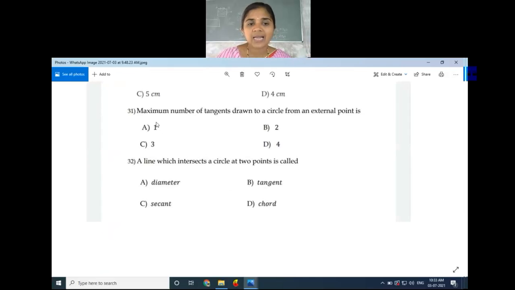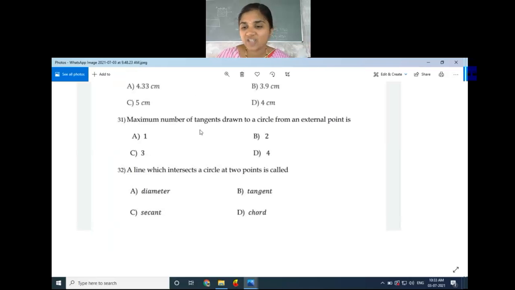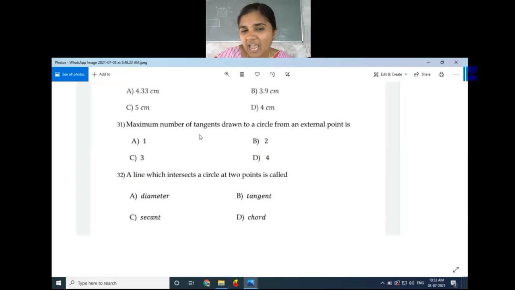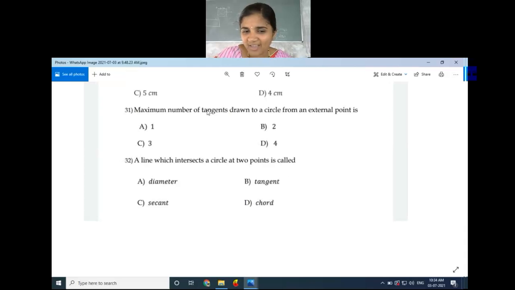Question number 31, maximum number of tangents drawn to a circle from an external point is. I'm not asking this question to anyone because I'm having Akshay here. Akshay is giving the answer that 2. Yes, from the external point, we can draw exactly 2 tangents to the circle. So option B is the right answer.